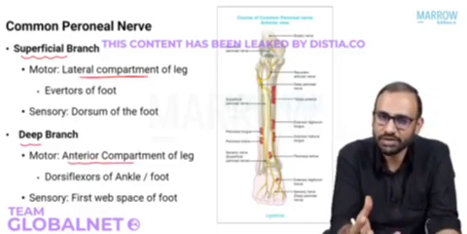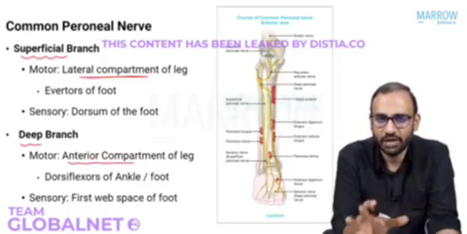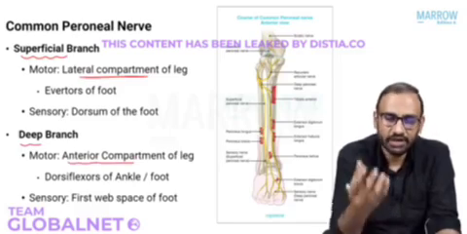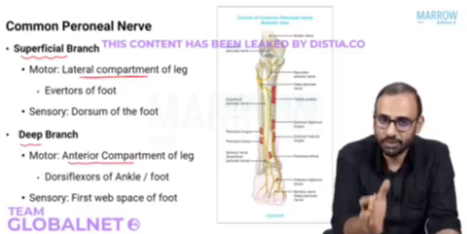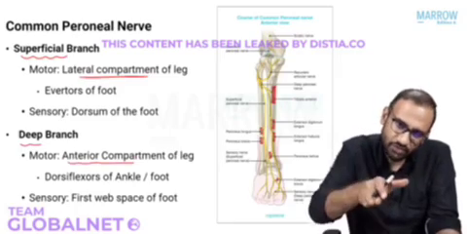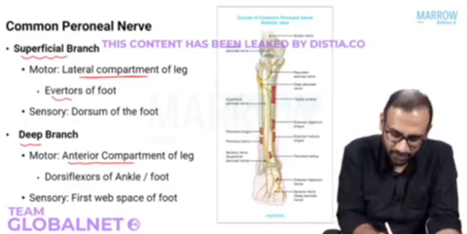And what are the relevant muscles there? Those muscles you will read in anatomy. But the simplification of it is that the muscles in the lateral compartment of your leg basically help evert the foot.